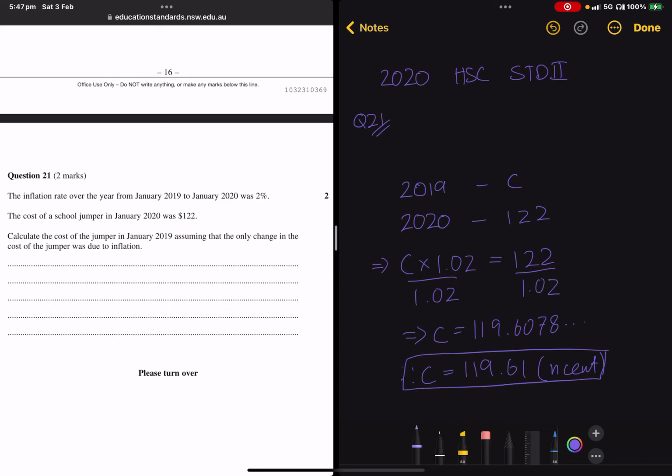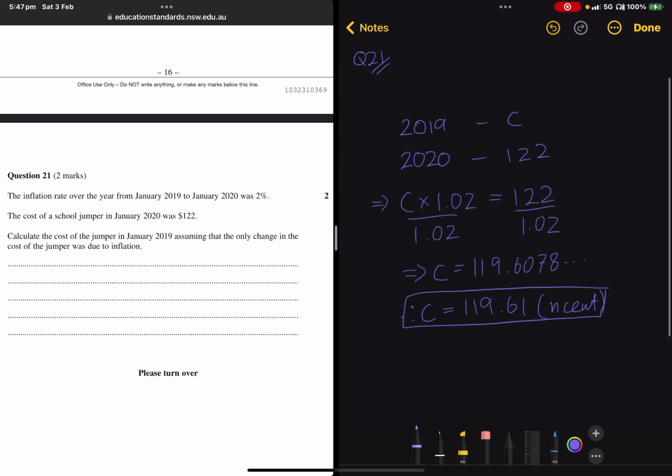And you can actually check this answer. Just as a very quick check, you can say, okay, 119.61 times 1.02 gives you 122.00, and so you know, therefore, this must be the correct answer.